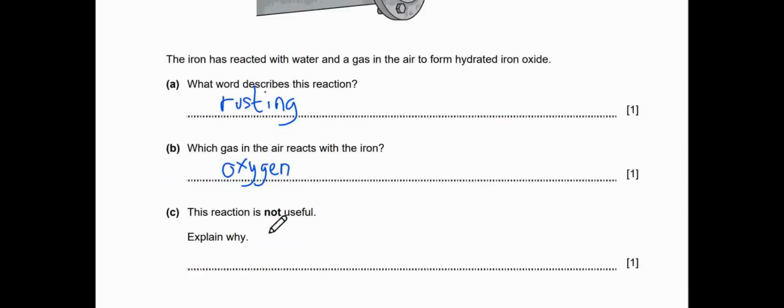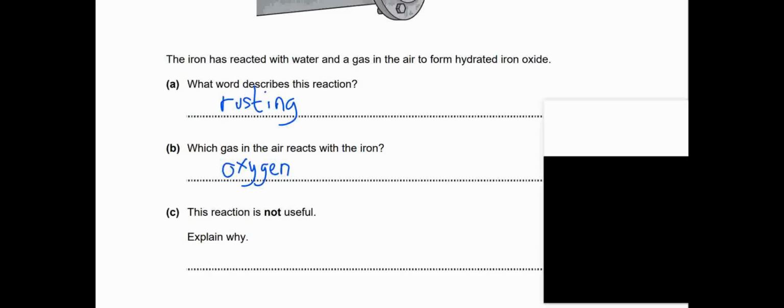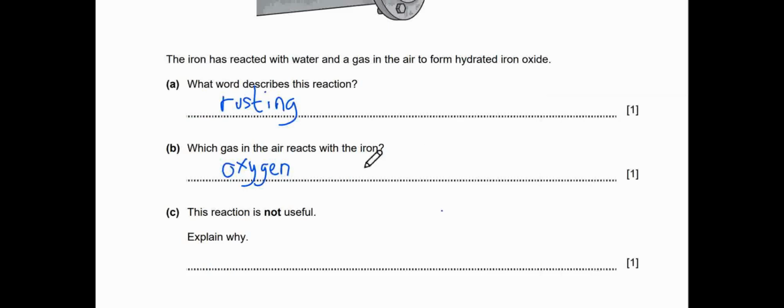Question C. This reaction is not useful. Explain why. Because it destroys the pipe. The pipe might start to leak. Well, that's it. We type down the answer. So it destroys the pipe.